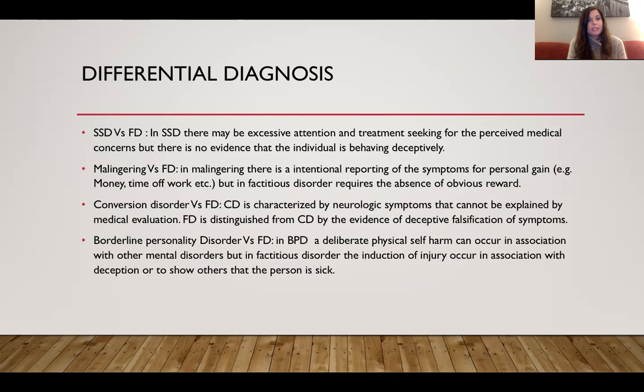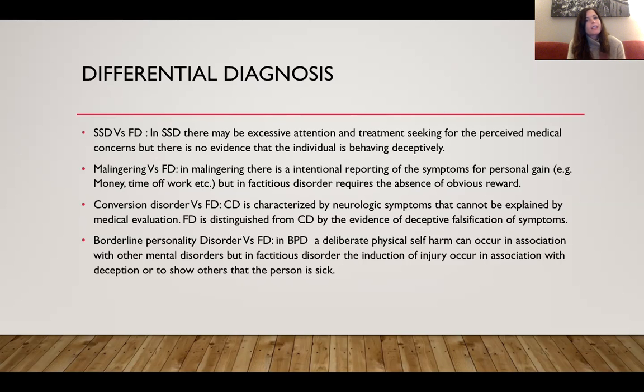And then with malingering versus factitious disorder, with malingering, there's an intentional reporting of the symptoms for personal gain, money, time off work, etc. But in factitious disorder, it requires the absence of obvious reward. And conversion disorder versus factitious disorder. Conversion disorder is characterized by neurologic symptoms that can't be explained by medical evaluation. And factitious disorder is distinguished from conversion disorder by the evidence of deceptive falsification of symptoms.